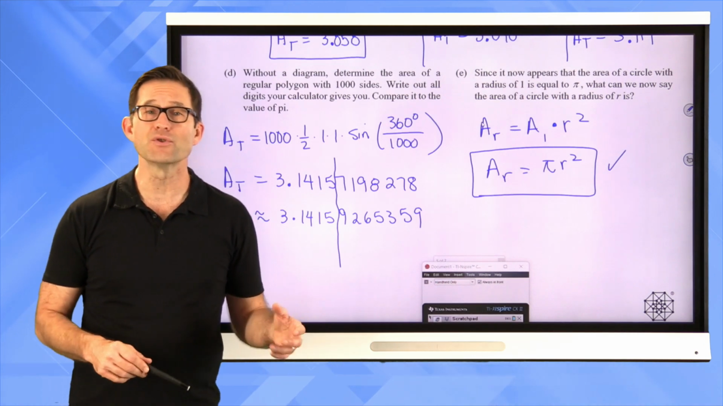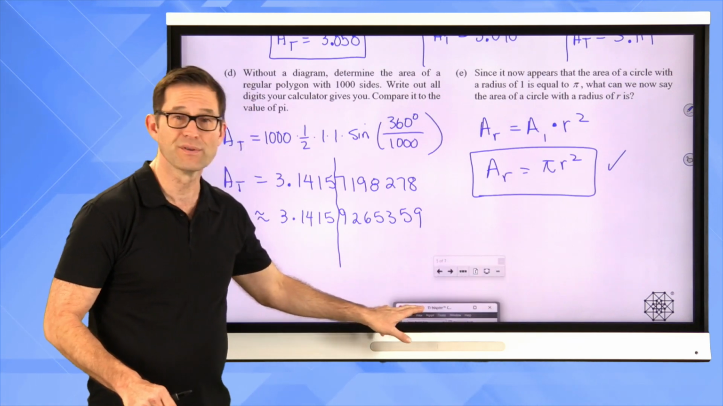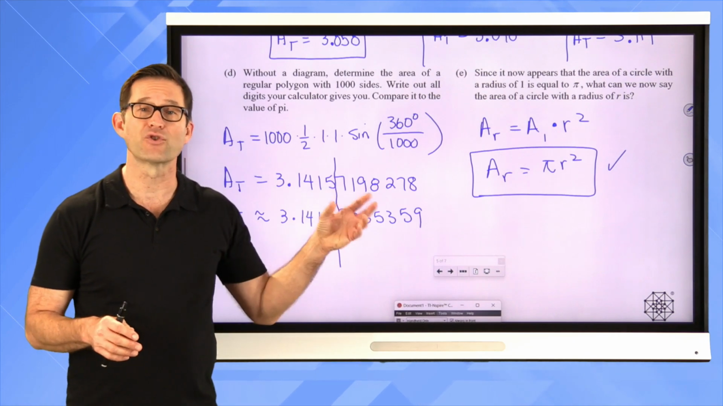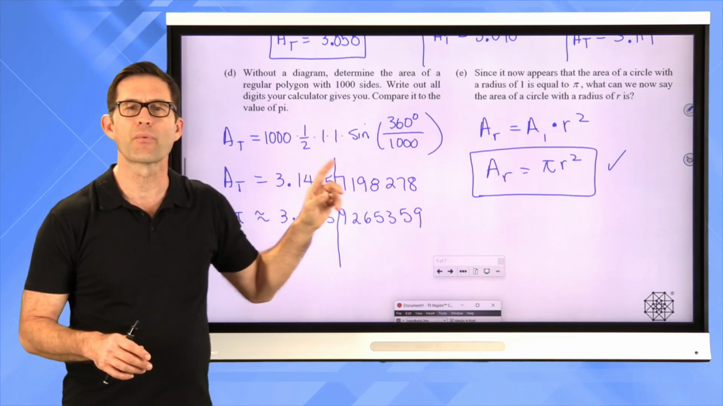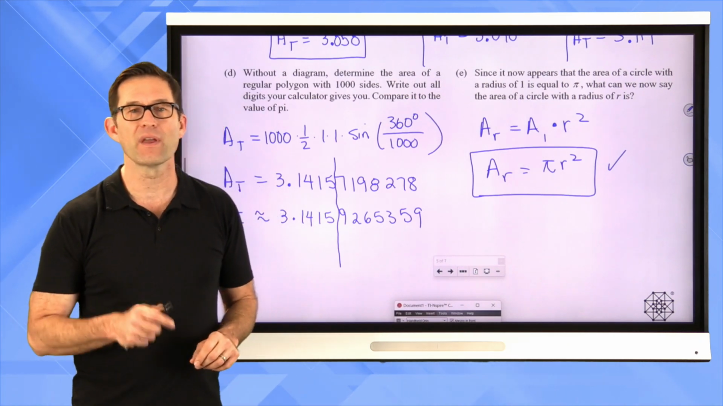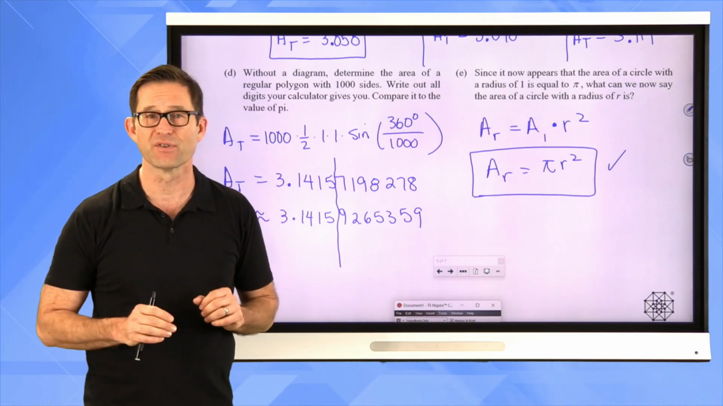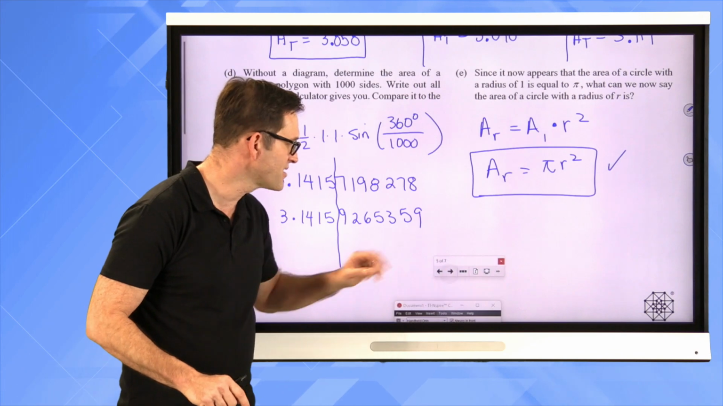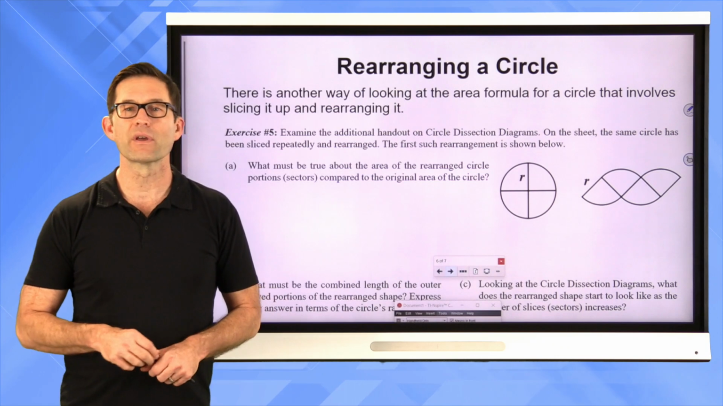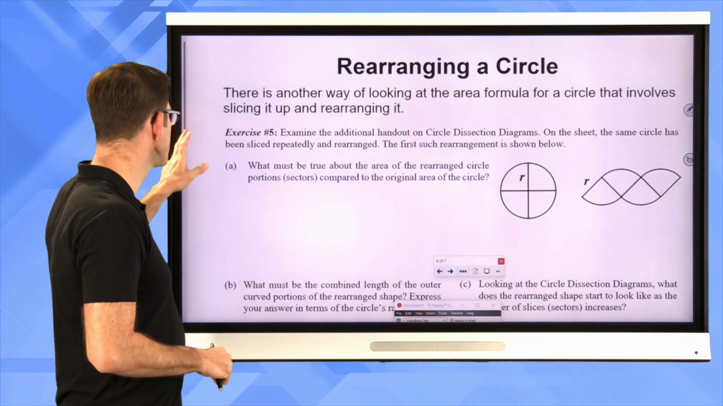Now, this is an approach to understanding the area formula that uses the similarity of all circles, along with the area formula for a triangle that's dependent upon trig to get an approximation for the number pi. We're going to look at one more way to think about the area formula of a circle that actually depends on the circumference of a circle. Let's take a look at that. It's kind of a neat way of looking at it. Rearranging a circle. There's another way of looking at the area formula for a circle that involves slicing it up and rearranging it. Let's take a look at that.